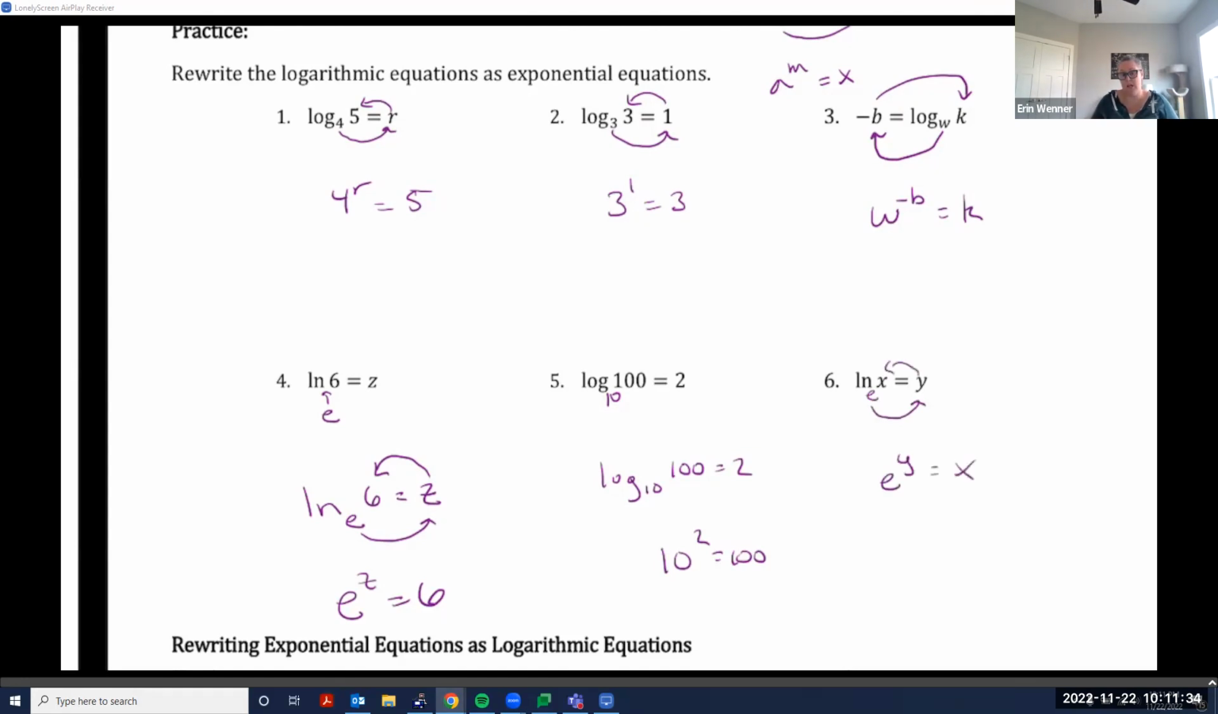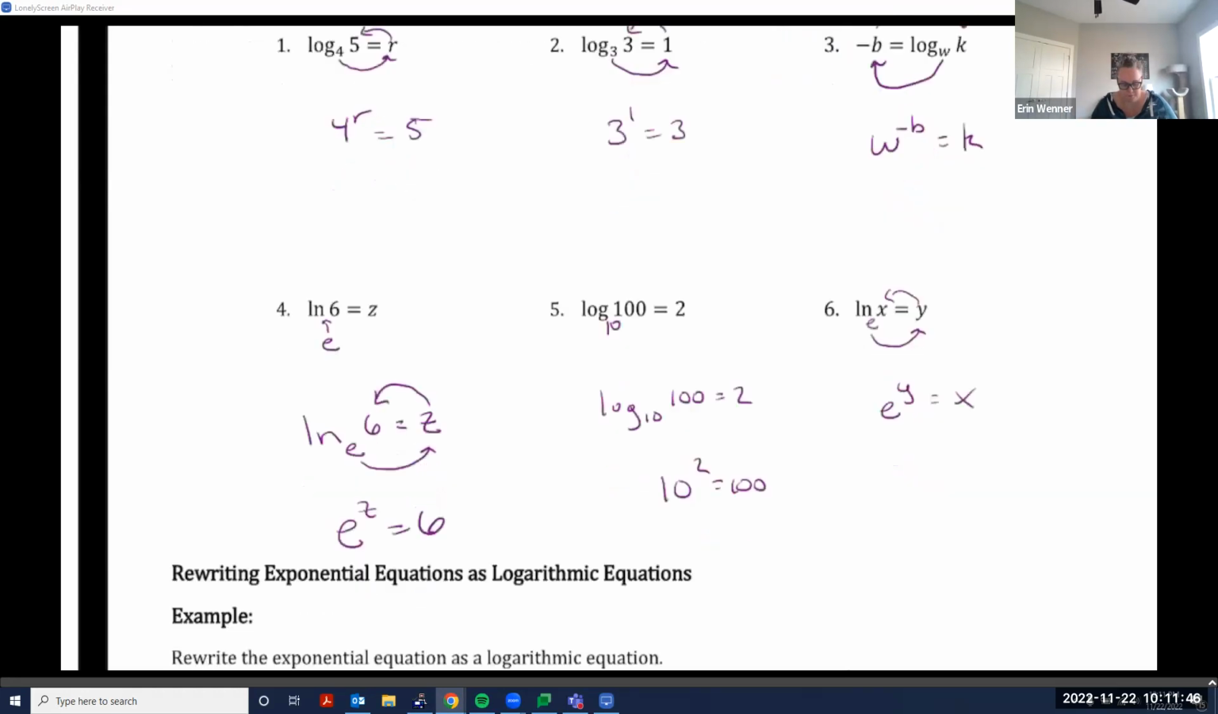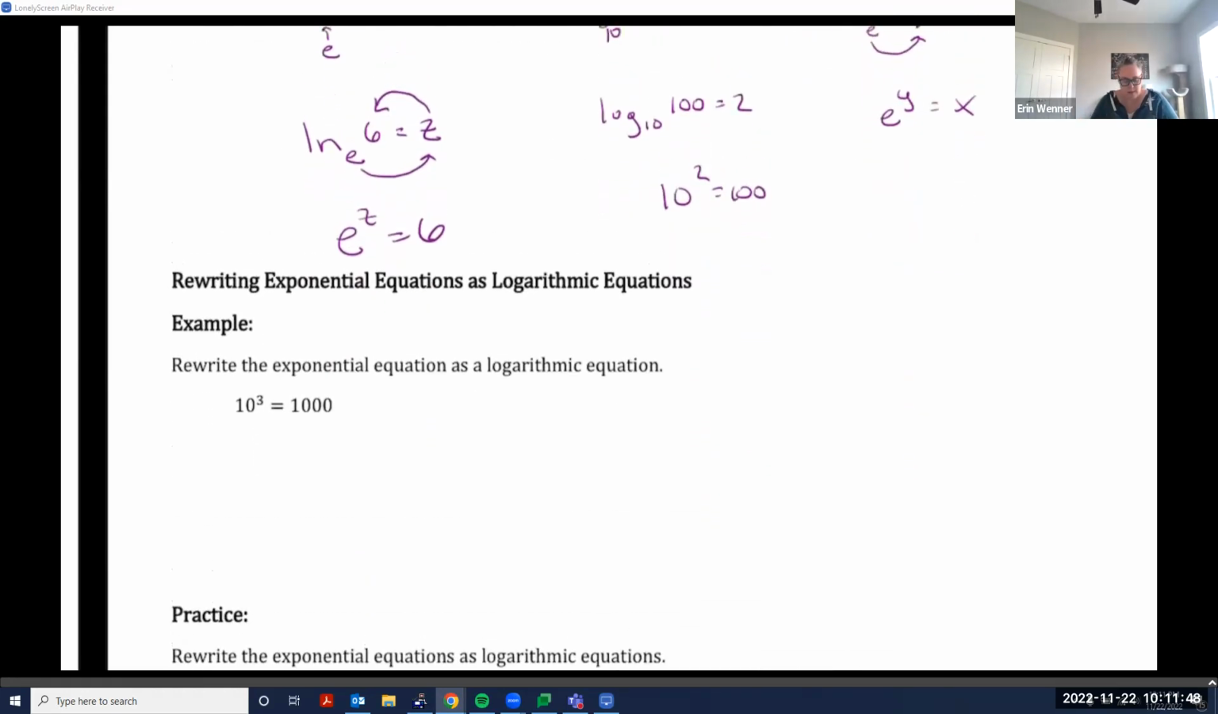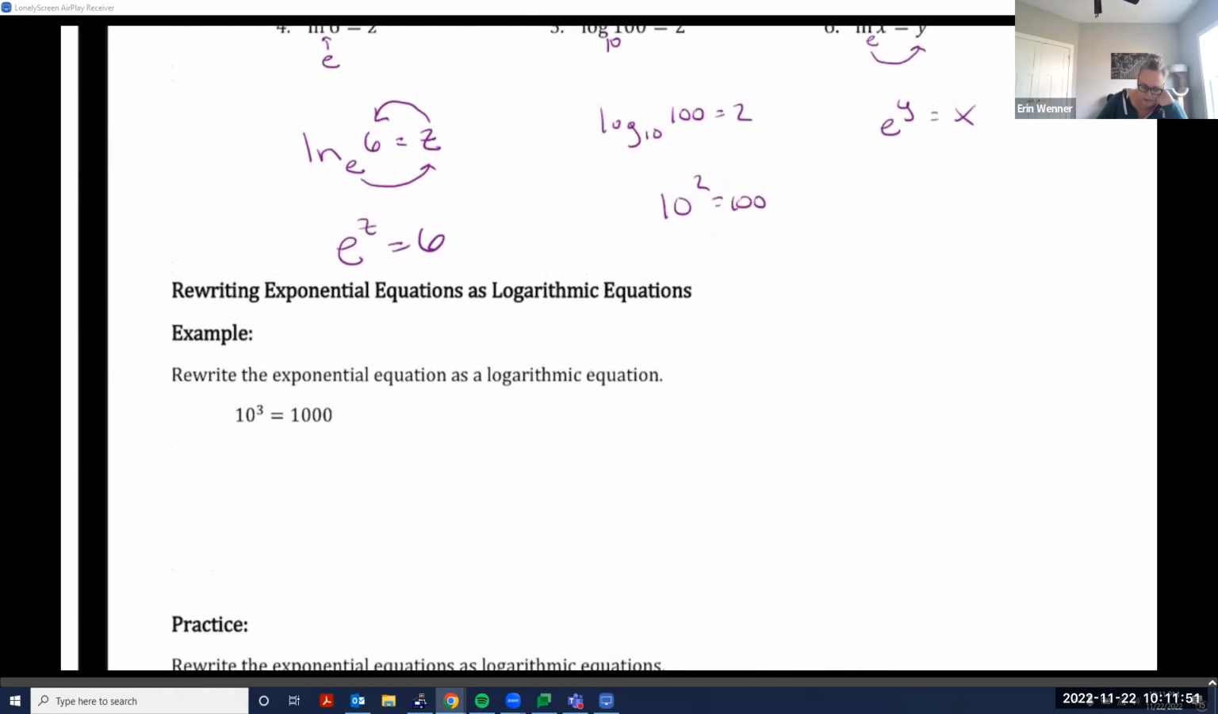So now that we've gone from logarithmic to exponential, we got to go the other way. And the reason we're doing this is because we're going to start solving equations, and so we need to be able to move between these two formats to be able to solve them. So remembering that if I have 10 to the third equals 1,000, we know that this is a true statement, but in order to put this exponential equation in logarithmic form, we're going to say log base 10 of 1,000 equals 3.